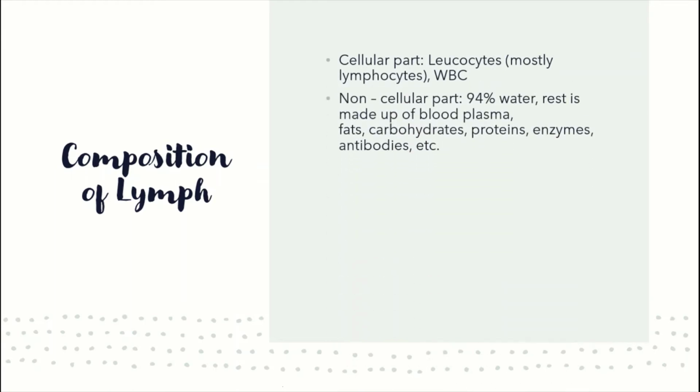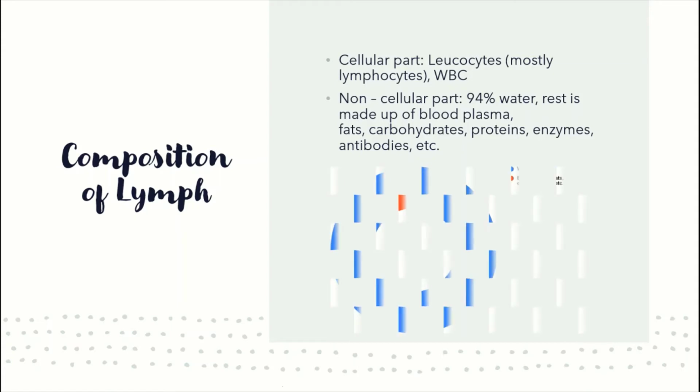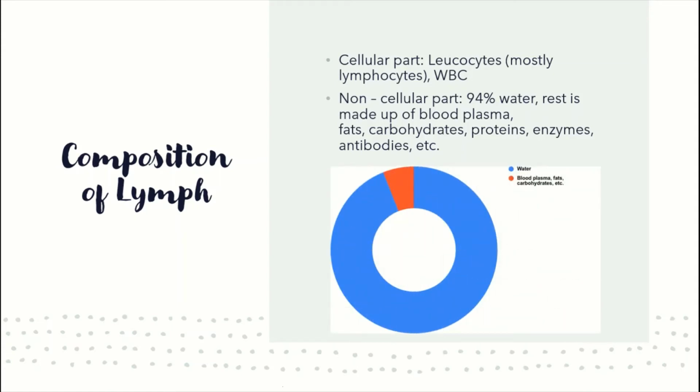So now let's have a look at the composition of lymph. Lymph also consists of two parts, that is the cellular part and the non-cellular part. The cellular part includes leukocytes, which is mostly lymphocytes and WBCs, whereas the non-cellular part includes 94% of water and the rest 6% consists of blood plasma, fats, carbohydrates, proteins, enzymes, antibodies, etc. So this is the diagram, and we can see that lymph is mostly composed of the non-cellular part.